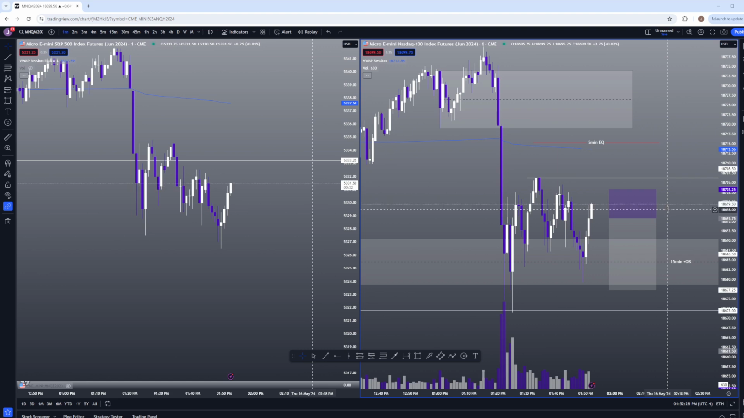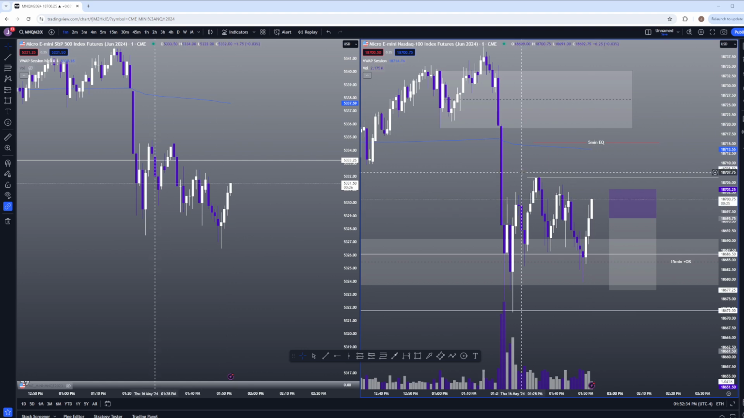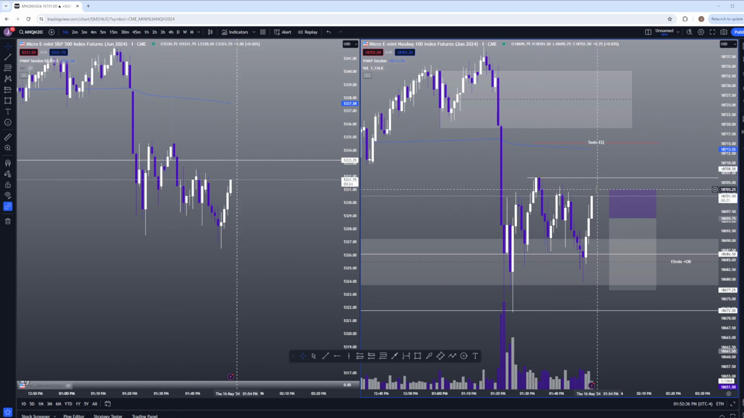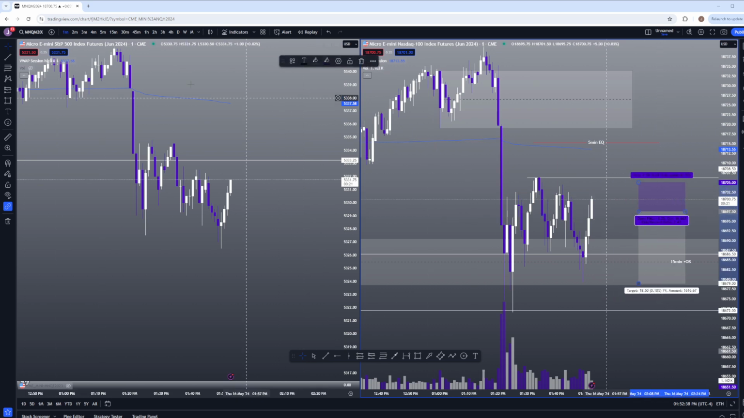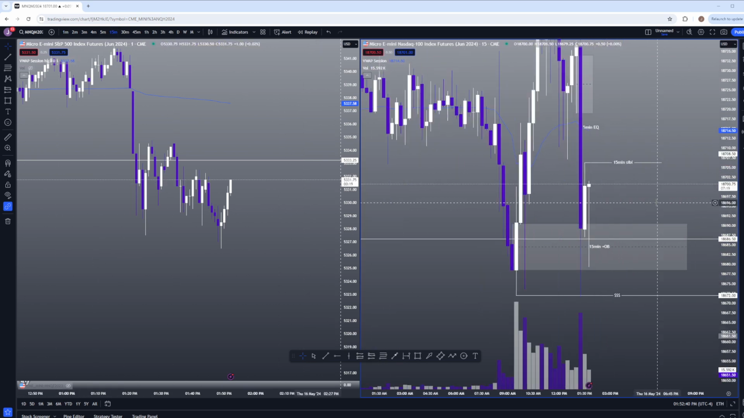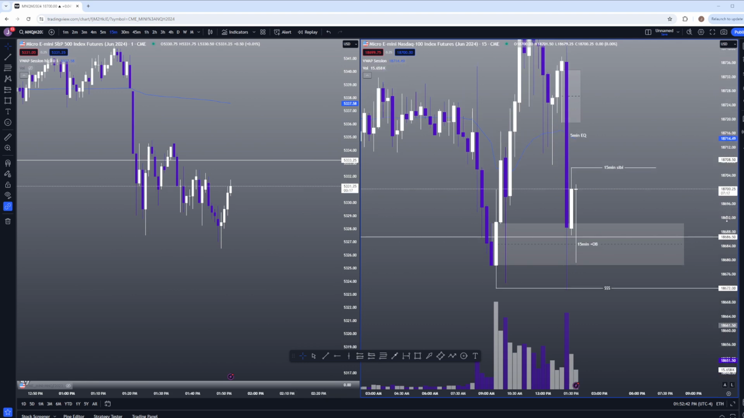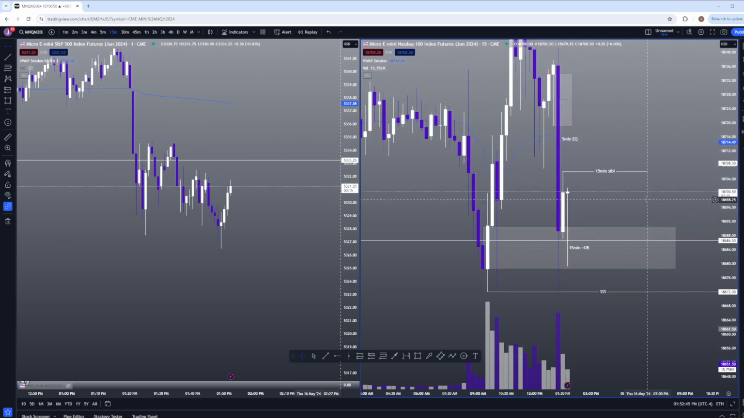All right, we're starting to pump a little bit. Let's see if we do come up and clear these highs with some displacement. All right, there's still no trades that I would want to take as of right now. Still not really any trades I want to take.